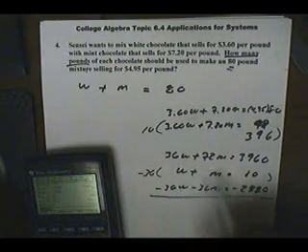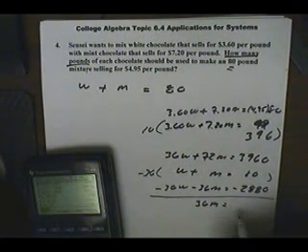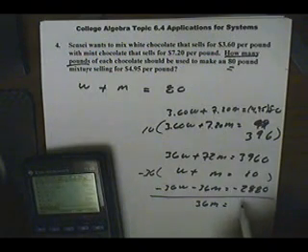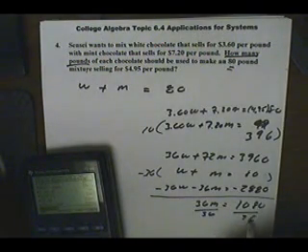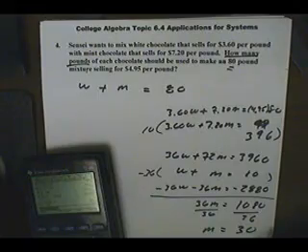Okay, now we'll add these two lines and the W's will be eliminated, and we'll end up with 36M, and 3960 minus my 2880. That leaves me with 1080. Let's divide both sides by 36. So divide both sides by 36, and we'll end up with M as 30 pounds.